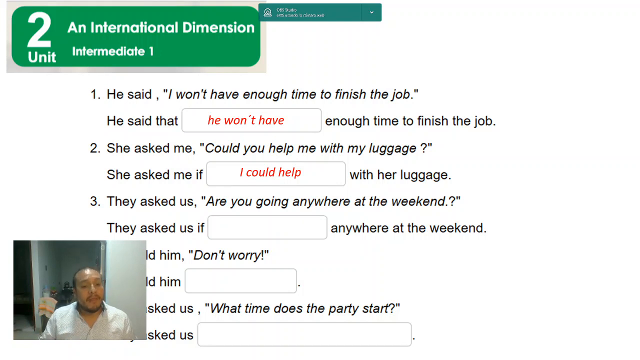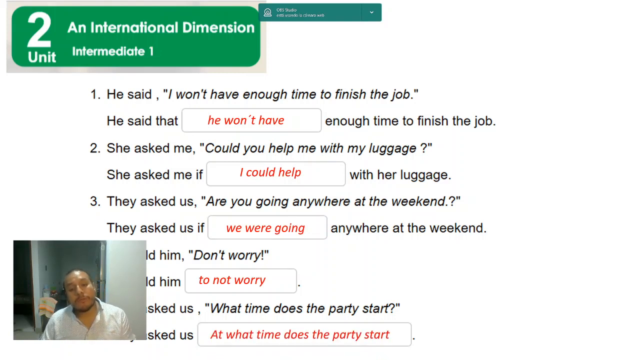Number 3. They asked us, "Are you going anywhere at the weekend?" What is the other possibility, students? Yes, they asked us if we were going anywhere at the weekend, right? Number 4, she told him, "Don't worry." The other possibility: she told him not to worry, right? Number 5, they asked us, "What time does this party start?" Students, give me the solution.